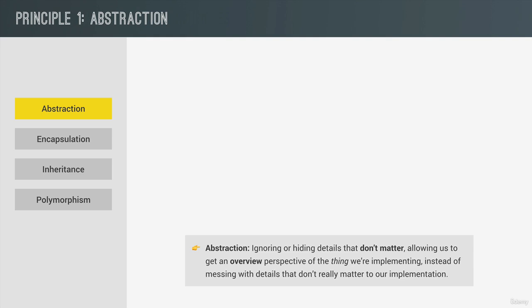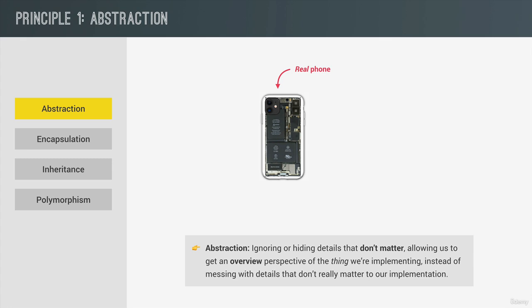And the first one is abstraction. And abstraction basically means to ignore or to hide details that don't matter. This allows us to get an overview perspective of whatever it is that we're implementing instead of messing with details that don't really matter to our implementation. So let's say that we're implementing a phone for a user to use. And even though this doesn't make much sense in code, it's still a great example and analogy.